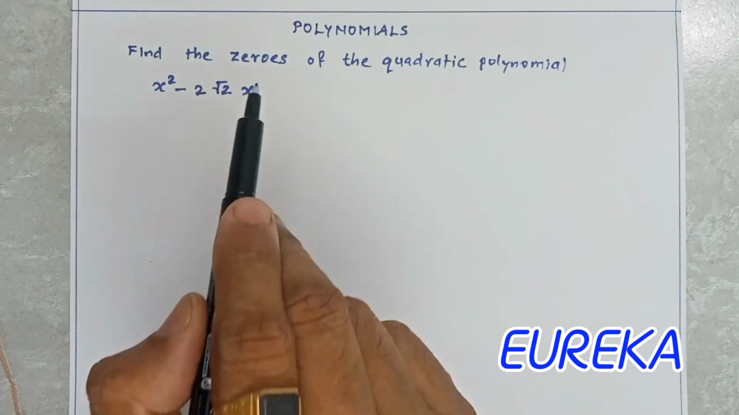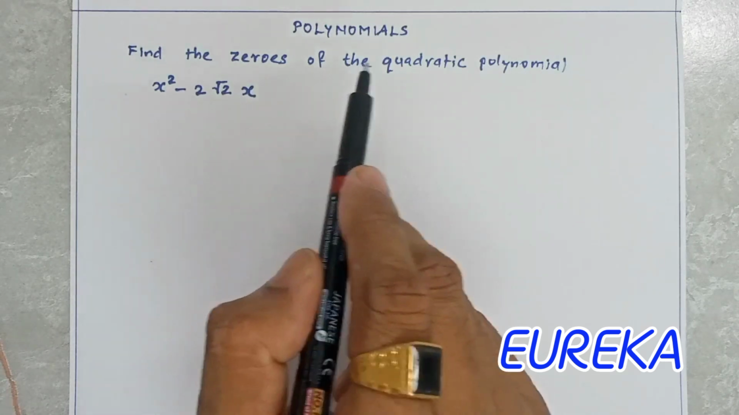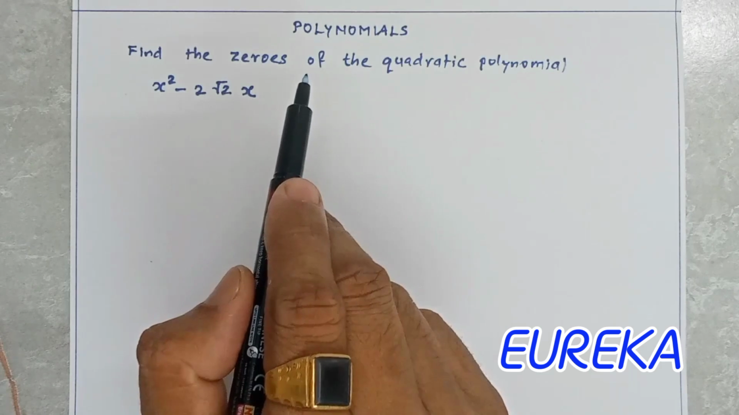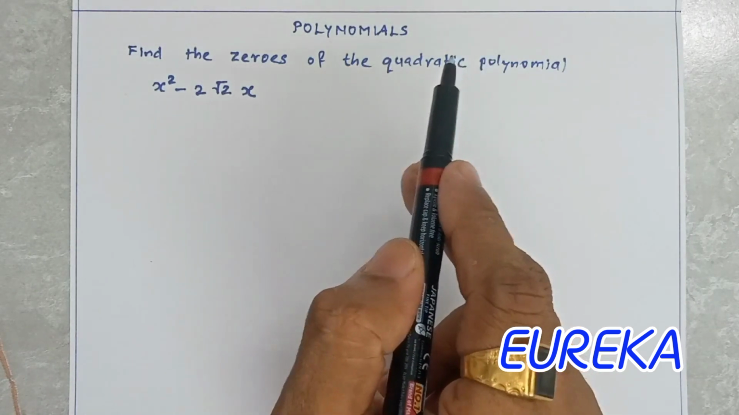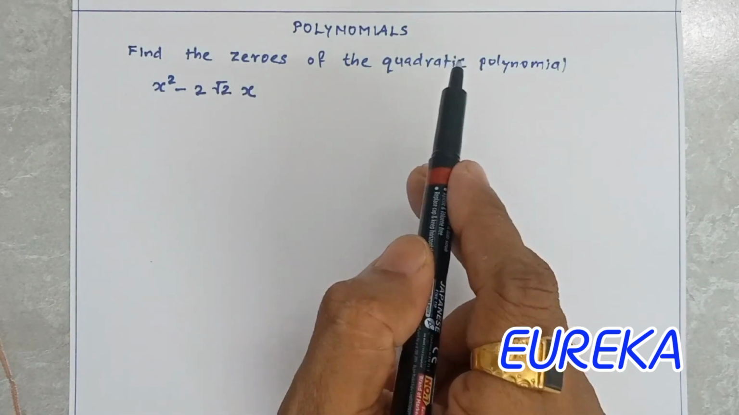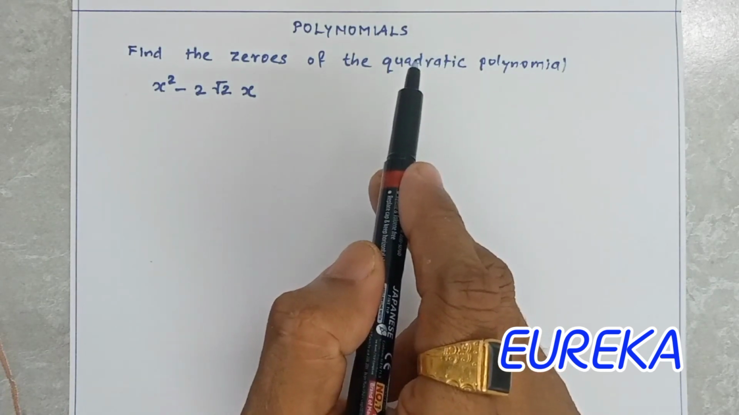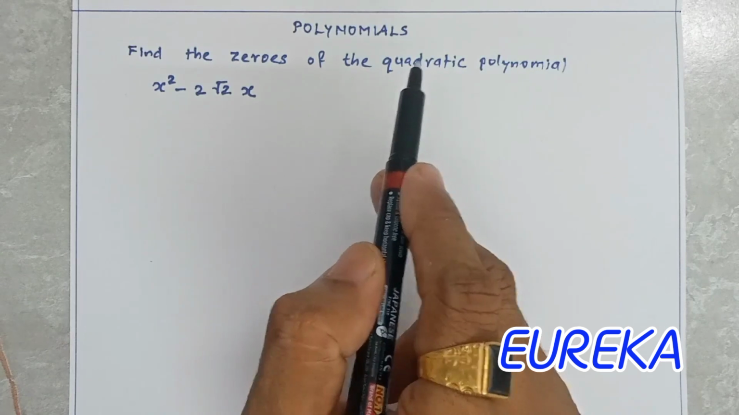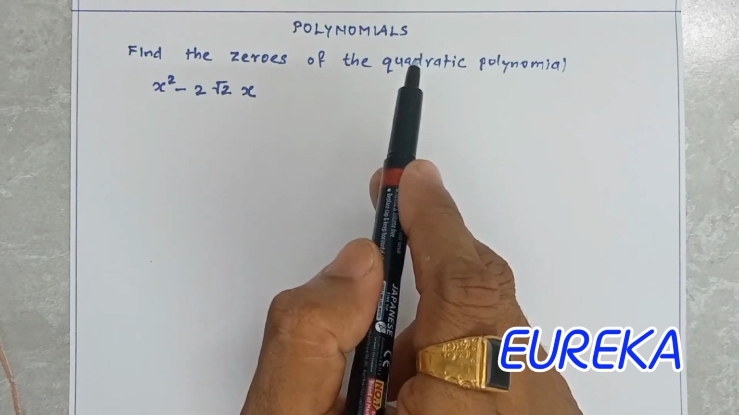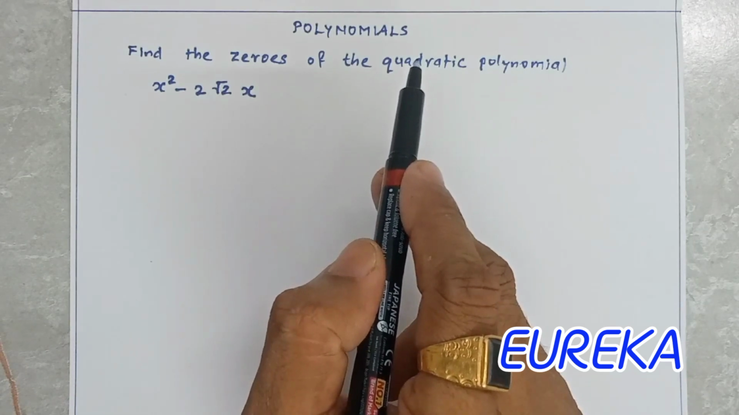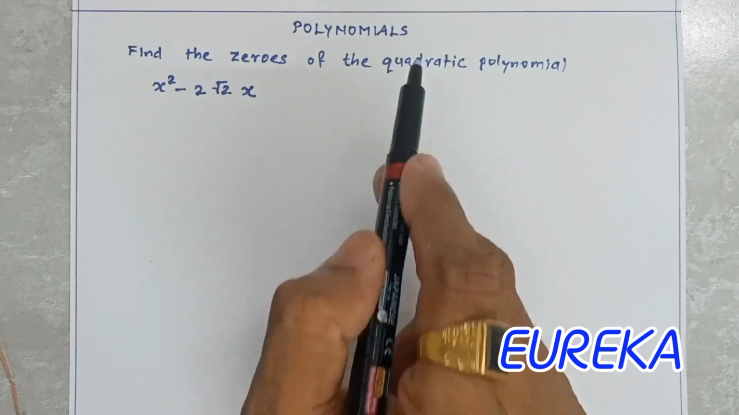Means in any case it will not have more than 2 zeros, but it may have less than 2 zeros. Means in some situation, even if the polynomial is quadratic, it may have only 1 zero, or it may have no zeros. Listen very carefully. Even if the polynomial is quadratic, it may have 1 or no zeros, but to the max it will have 2 zeros only.